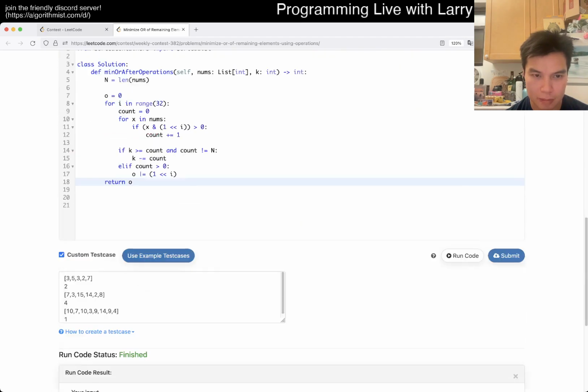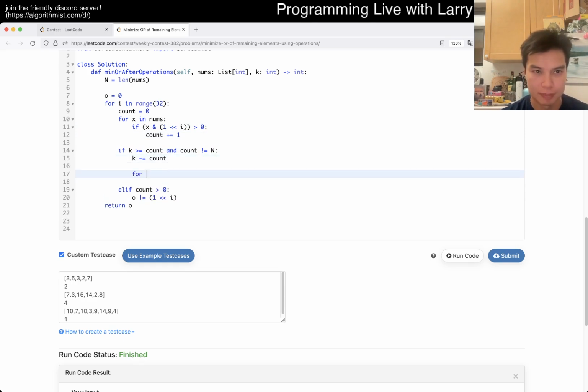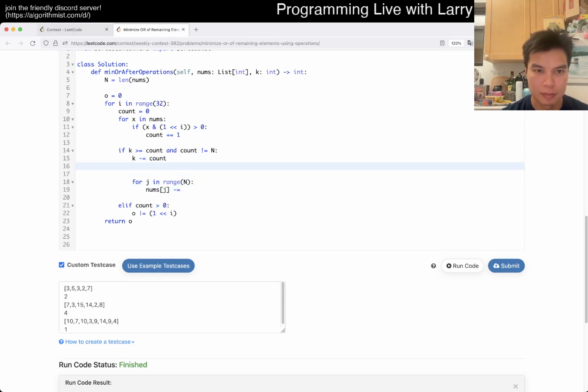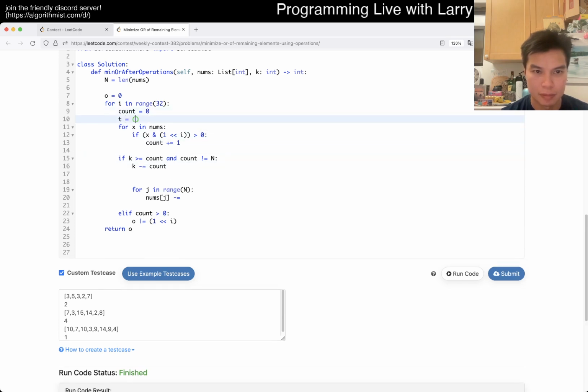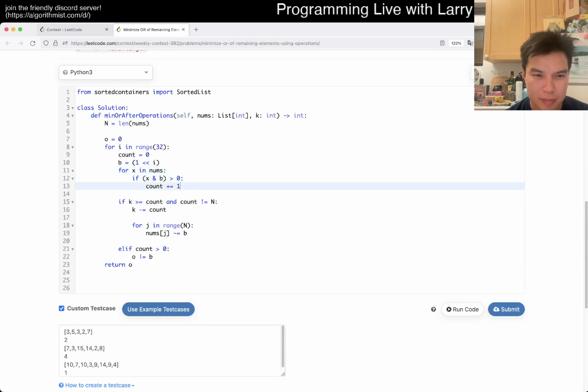Why is this not right? Oh, because we do an n, this has to be updated. Okay, yeah, that's right. That's a little bit off, but okay. Oh, is this if?